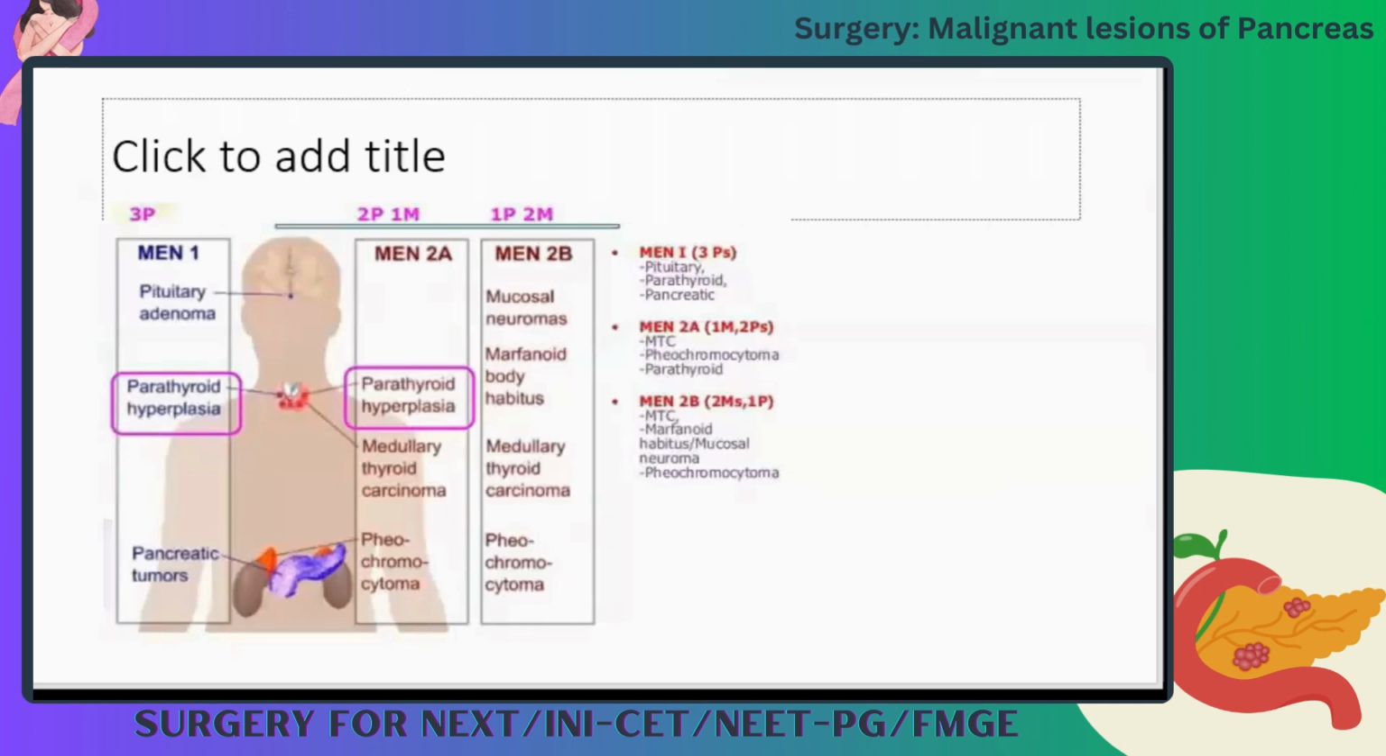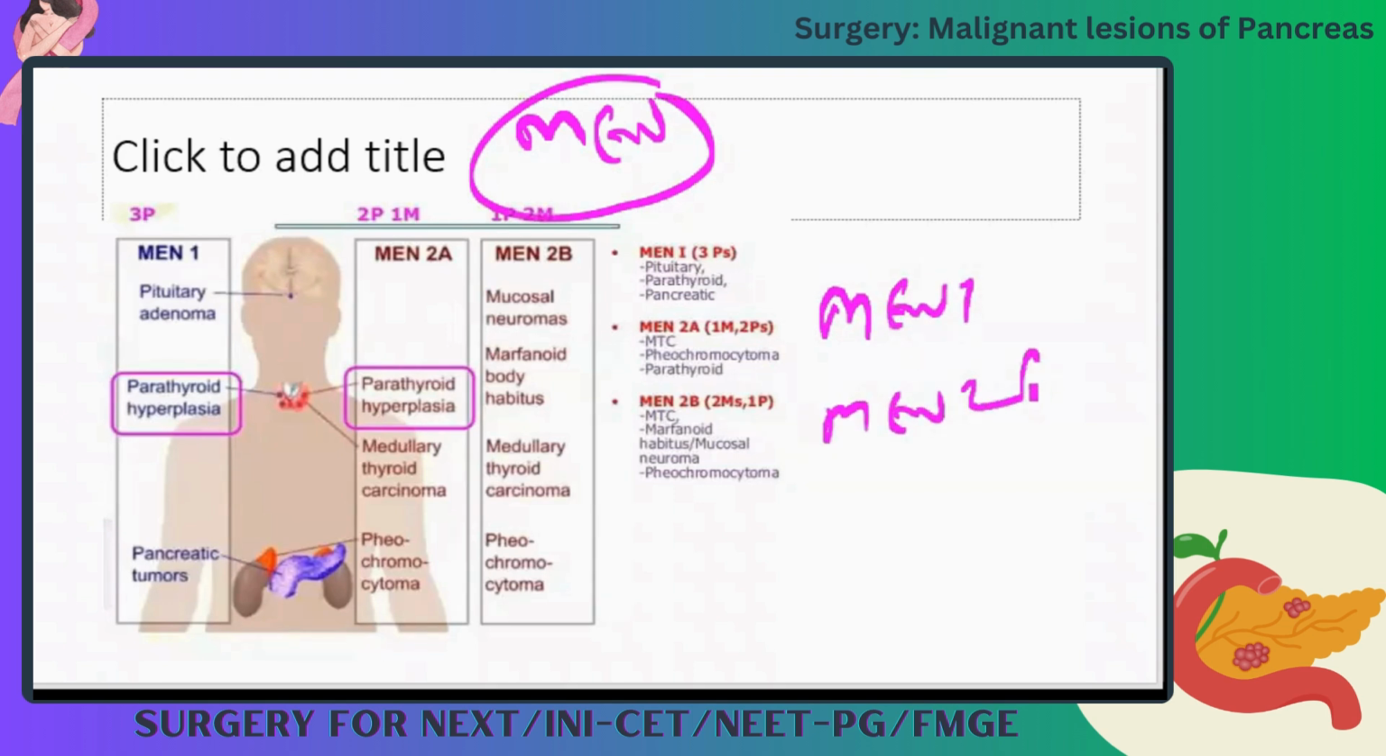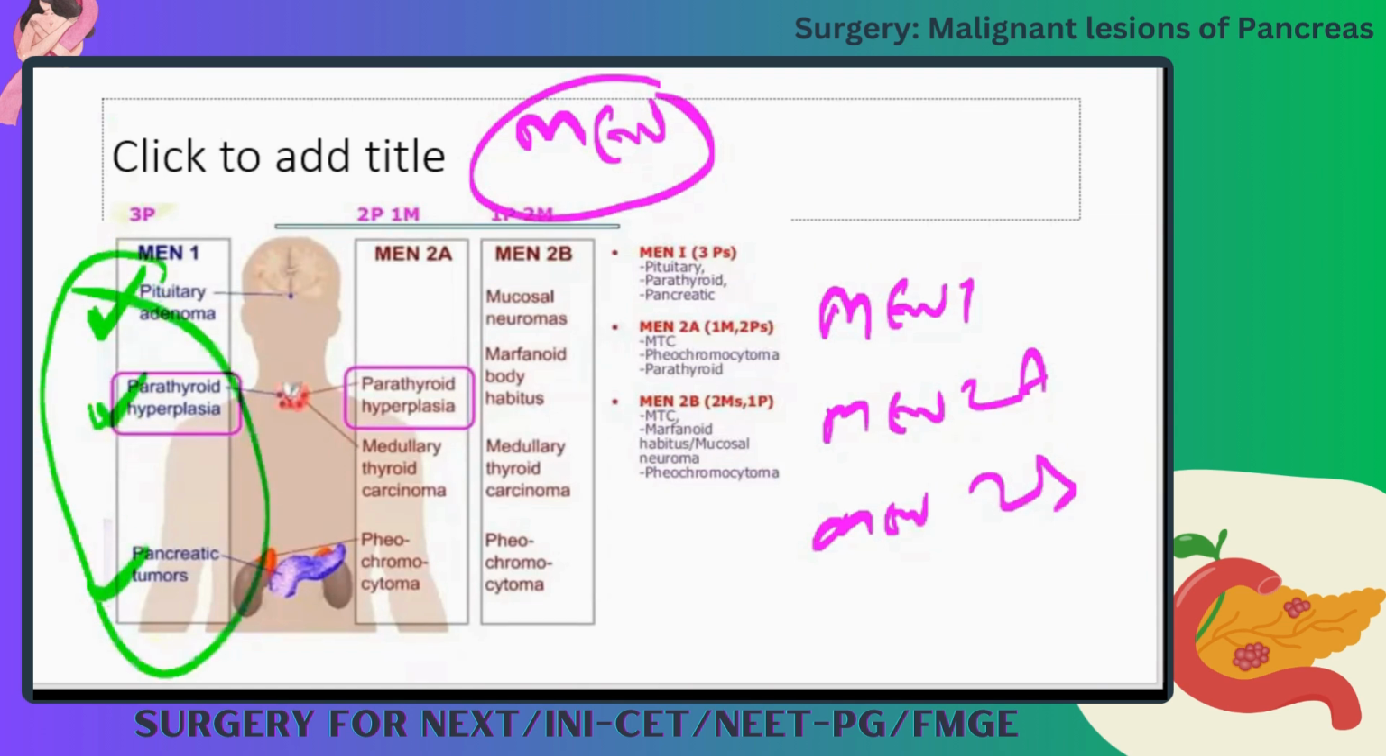See, this is important. MEN syndrome, multiple endocrine neoplasia. There are two types, MEN 1 and MEN 2A and 2B. In MEN 1, there is pituitary adenoma, parathyroid hyperplasia, and pancreatic tumor. Is it clear? You have to mug it up. There is no other way for us. 3 P's are there: pituitary, parathyroid, and pancreas. 3 P's, MEN 1.